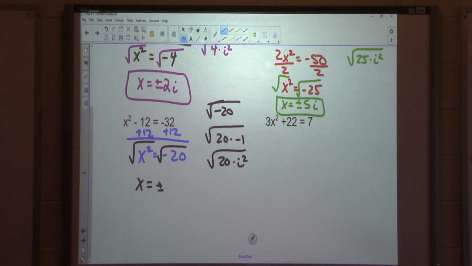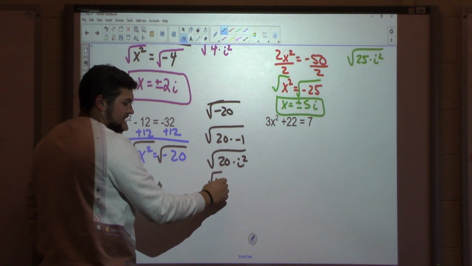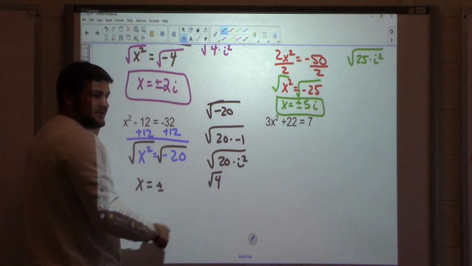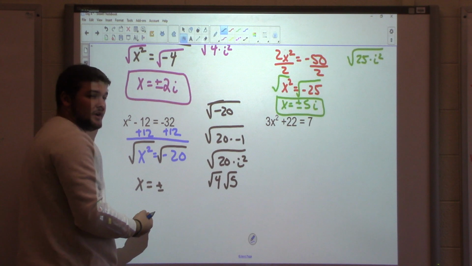How'd you get that? What'd you do to 20? I like it. Yeah, you're right. What did we do to get there? We break it down by its perfect squares, right? So they are its factors. We're looking for the biggest perfect square that goes into 20. Very good. The biggest perfect square that goes into 20 is 4. So I'm going to take the square root of 4 times 5, which gives me 20.